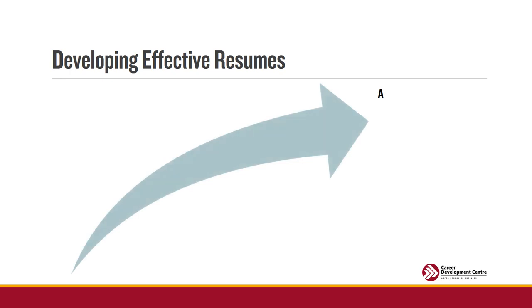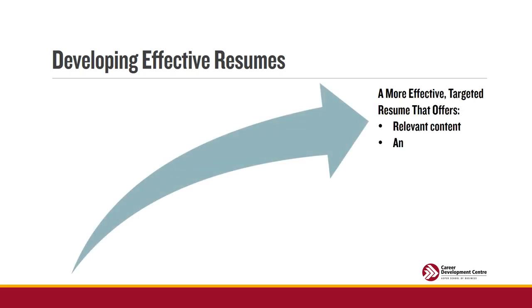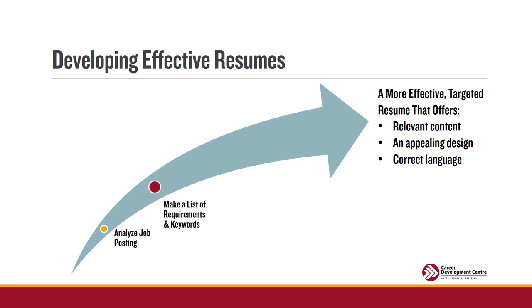So what is the process to developing a more effective targeted resume that offers relevant content, an appealing design, and correct language? Step 1 is to analyze the job posting. The job posting is your key to identifying the skills, qualifications, experience, and the overall profile of the right candidate for the job. Step 2, after going through the job posting thoroughly, extract a list of the specific knowledge, skills, abilities, and other attributes that the employer said were necessary to have in the successful candidate.